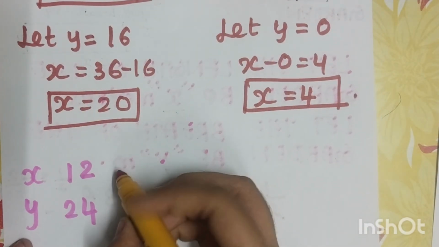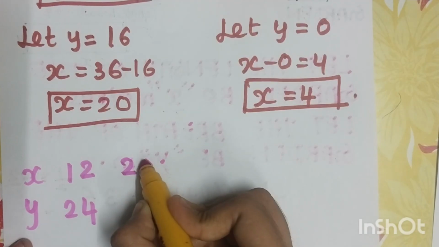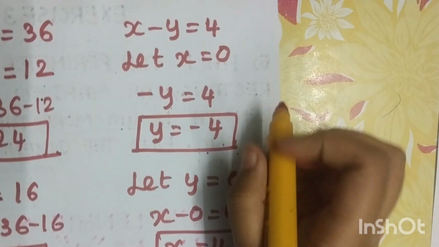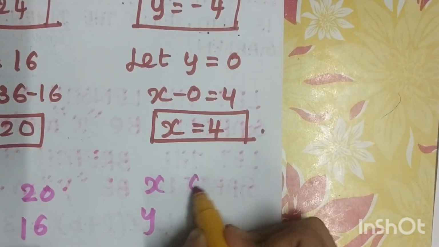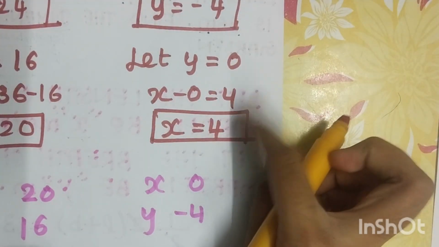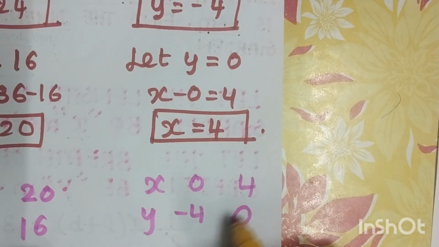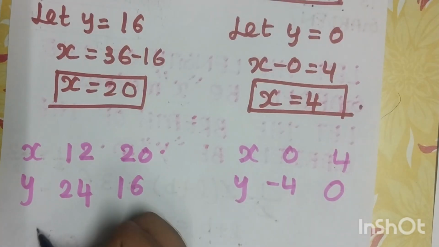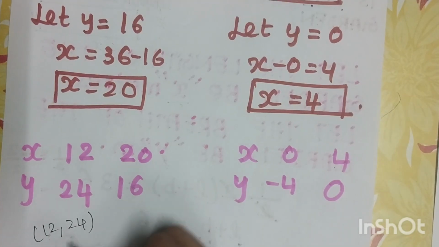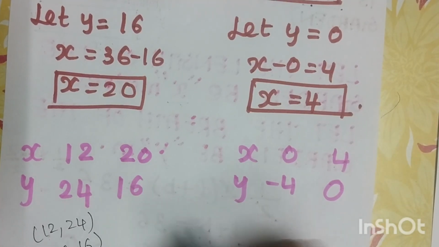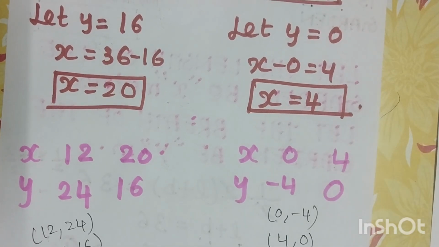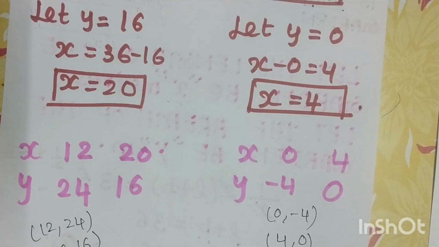And here 20 and here 16, and for x y, it is 0 minus 4, and here 4 and 0. So now we are going to mark these in our graph. So it is 12 24, 20 16, 0 minus 4 and 4 0.